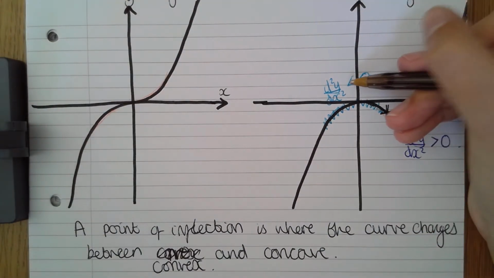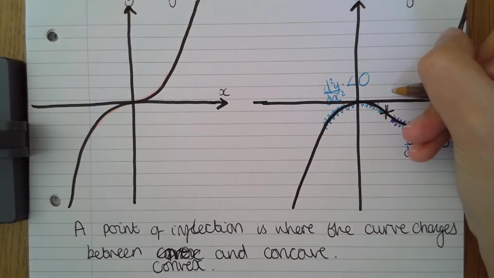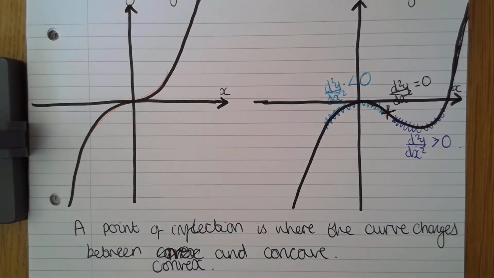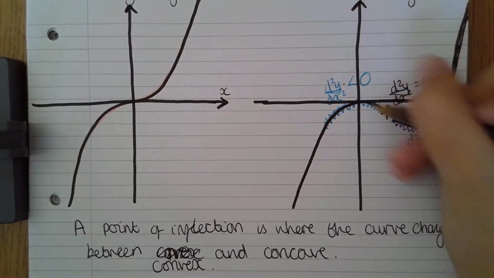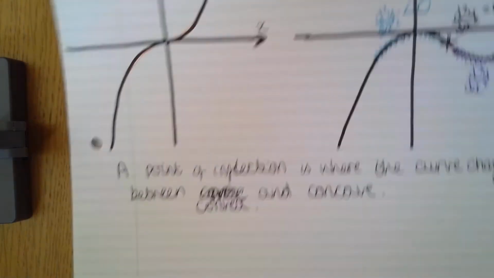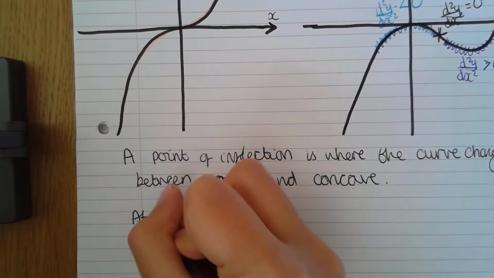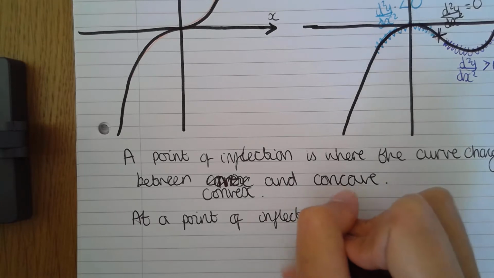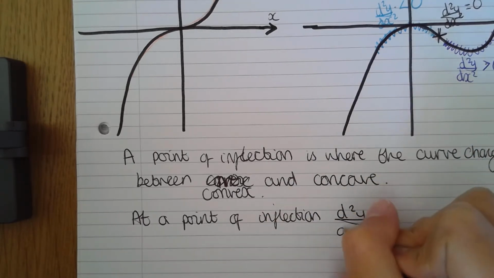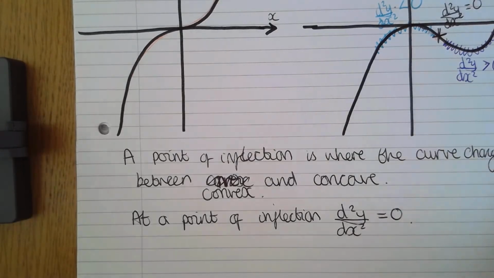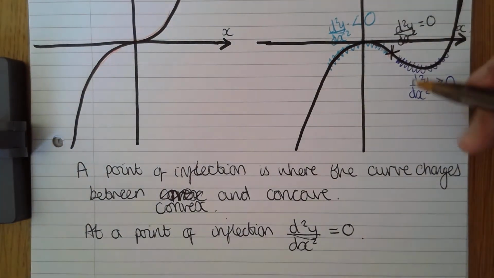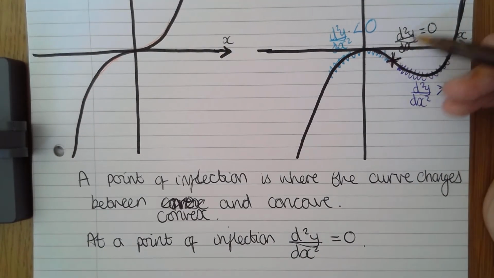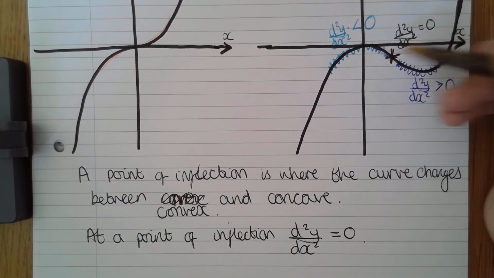something must have happened, and it must have changed from negative to positive. So at some point it must have been equal to 0. Our second derivative must have been equal to 0 at some point between the two. Okay, so we know at a point of inflection, our second derivative is equal to 0. Okay, so we know that at some point in between our concave and our convex, our second derivative was equal to 0.